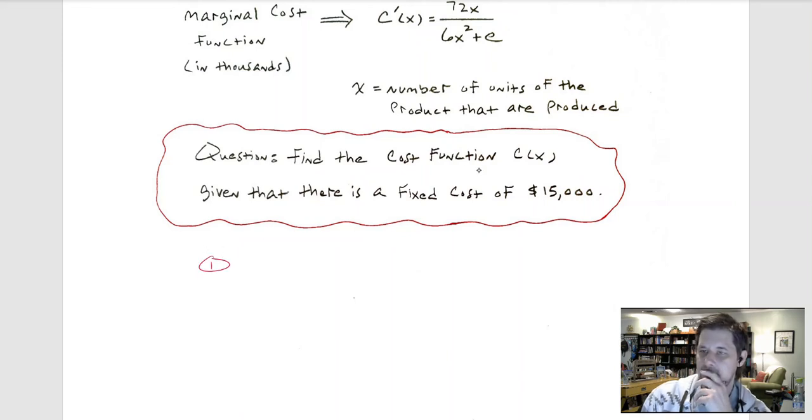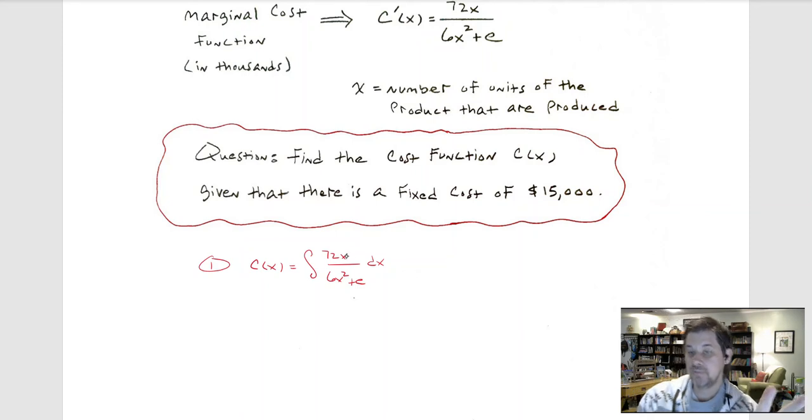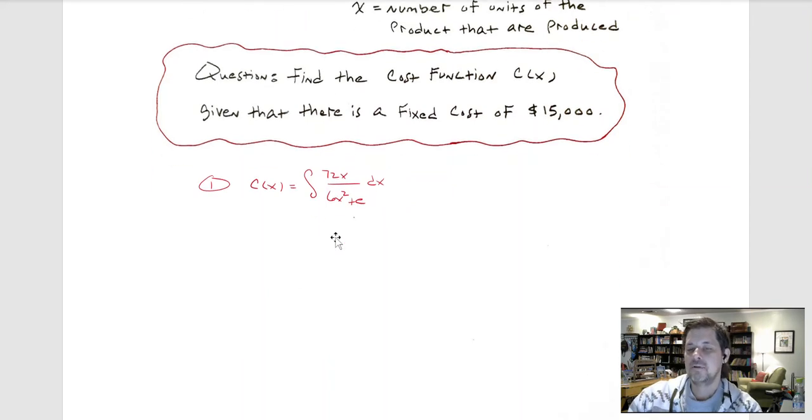Let's do like this. If you want the cost function and you have the marginal cost, its derivative, then the cost function would be the antiderivative or indefinite integral of the marginal cost. Okay, so it's going to be the antiderivative of 72x over 6x squared plus e. e is just a constant. Remember, e is about 2.718. Now, in order to evaluate this indefinite integral, I'll need to do u-substitution.